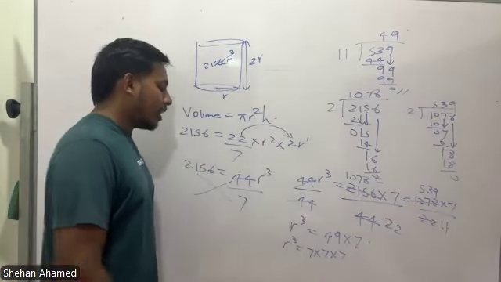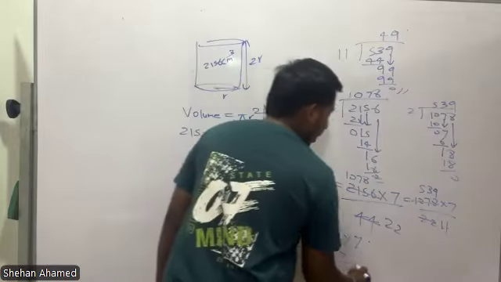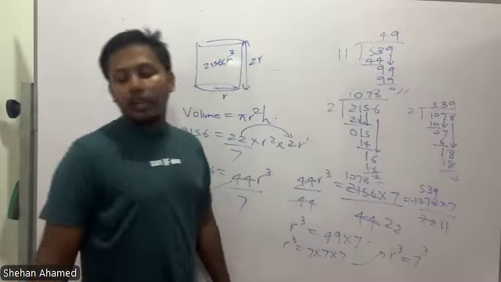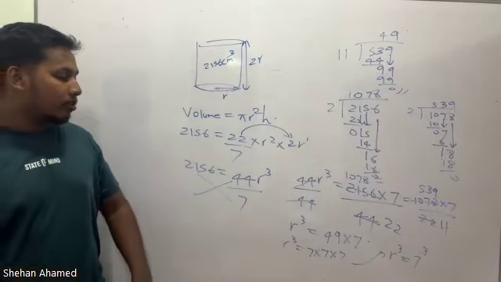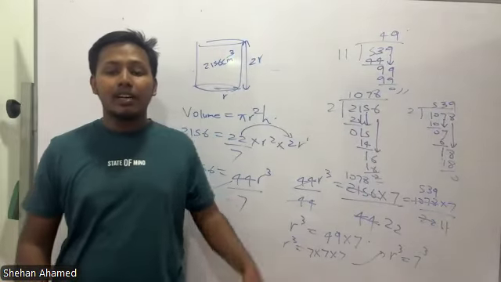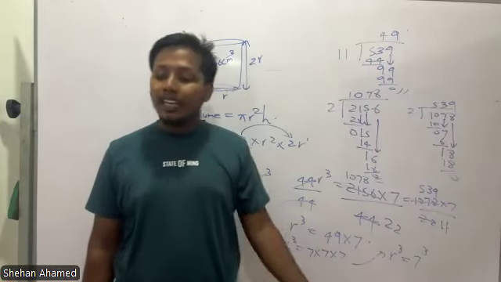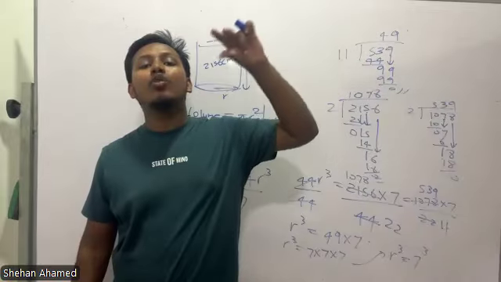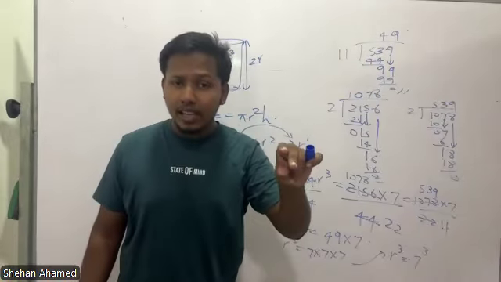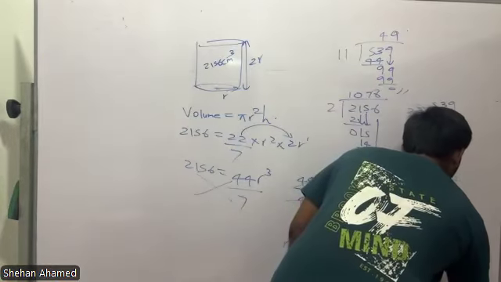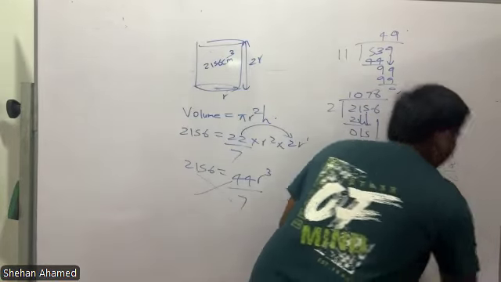3 sevens. If there are 3 sevens, you can write r to the power 3 equals 7 to the power 3, because there are 3 sevens here. So since the two powers are equal, I can tell the two bases are equal, which is r equals 7 centimeters, students. R is equal to 7 centimeters.